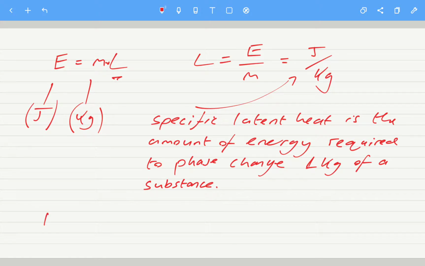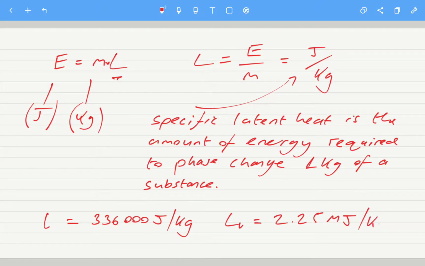Specific latent heat, L, is material dependent. So different materials or substances require a different amount of energy to melt or to boil. So for example, for water, the specific latent heat of fusion of ice to water is 336,000 joules per kilogram. Whereas the specific latent heat of vaporization from water to gas is around 2.25 megajoules per kilogram. I mentioned in one of the previous lessons that the amount of energy required for vaporization is obviously more than it is for melting.